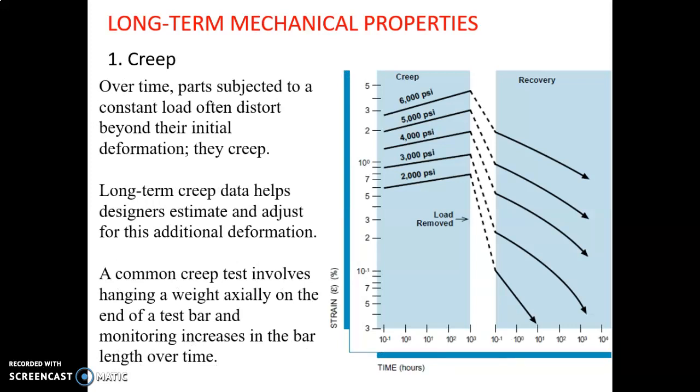So the creep properties and stress relaxation we have covered in the previous chapter. So we look at the creep properties. Over time, parts subject to a constant load often distort beyond their initial deformation. So they will creep. So long-term creep data help designer estimate and adjust for this additional deformation. A common creep test involves hanging a weight axially on the end of a test bar and monitoring increase in the bar length over time. Here we can see this is the graph for creep and recovery of Macrolon polycarbonate.